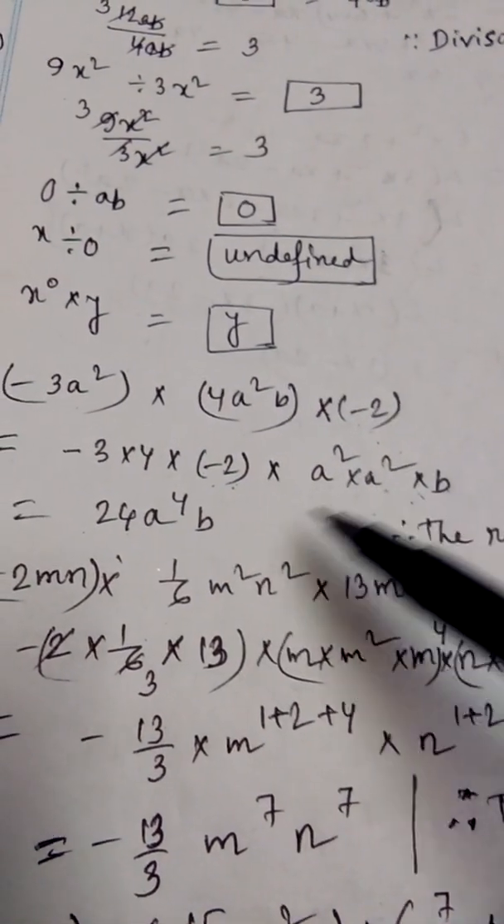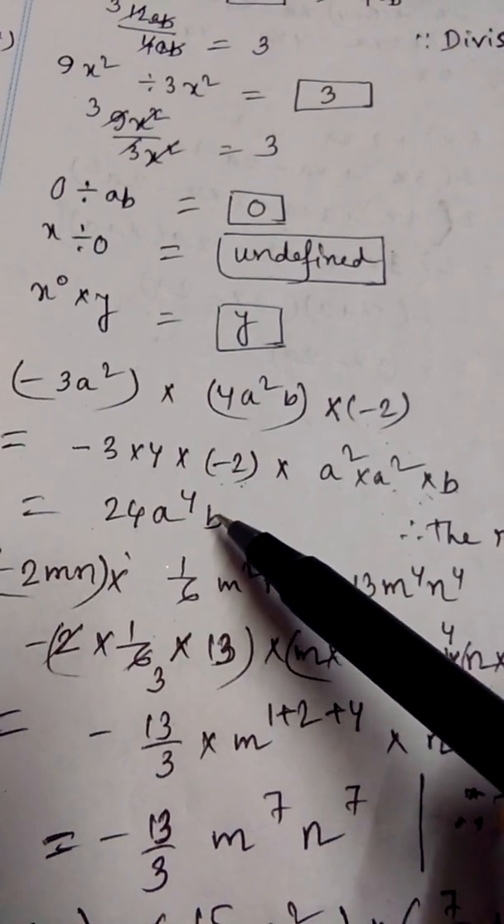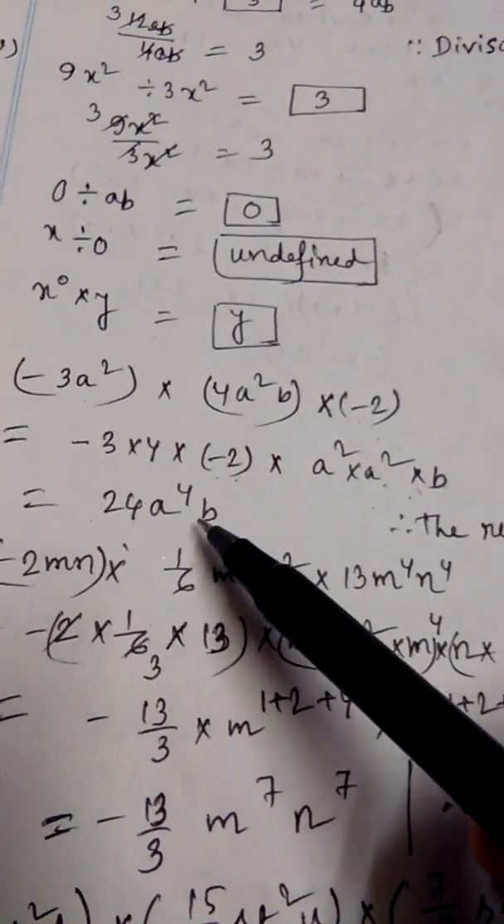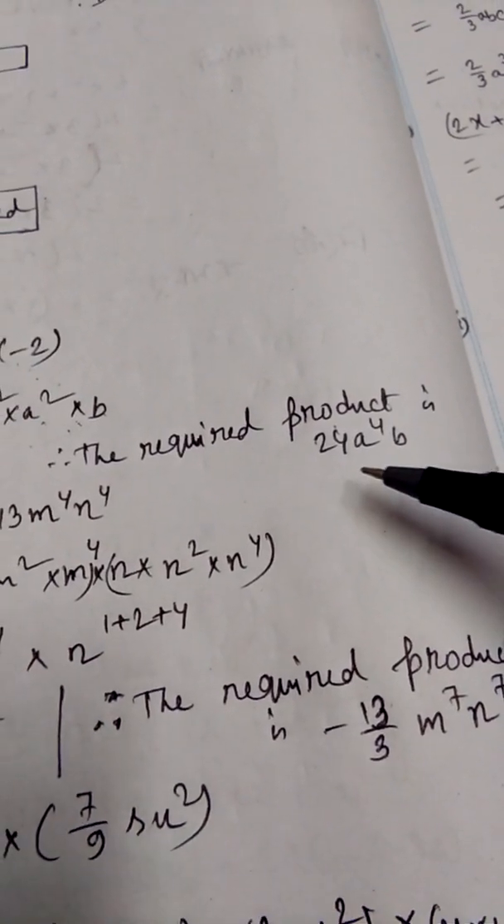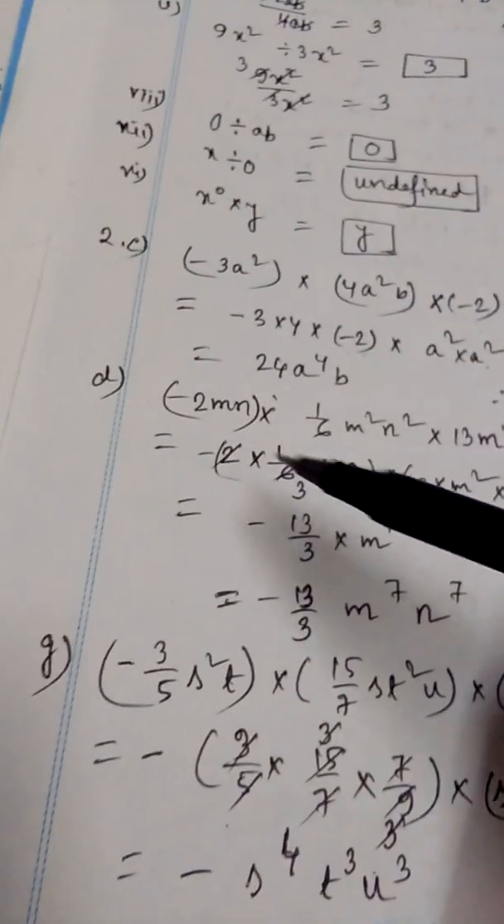a square into a square equals a to the power 4. That is a to the power 2 plus 2. That is a to the power 4 into b. Therefore, the required product is 24 a to the power 4 b.